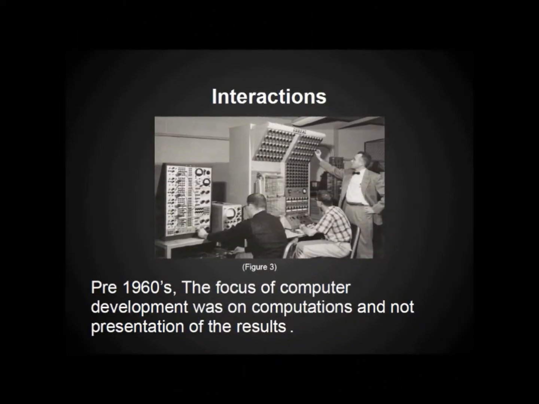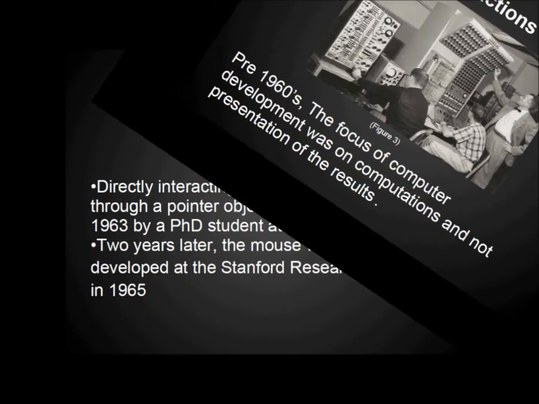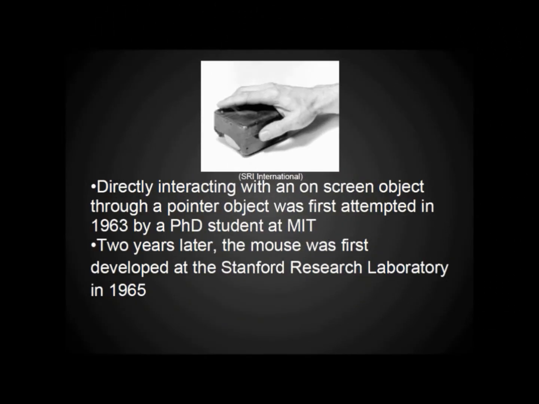Usability testing has been crucial to testing out interactions between humans and technology. In the past 50 years, these interactions have changed dramatically. Before the 60s, the focus of computer development was on computations, not the presentation of the result. Directly interacting with an on-screen object through a pointer object was first attempted in 1963 by a PhD student at MIT. 2 years later, the first mouse was developed at the Stanford Research Laboratory in 1965.